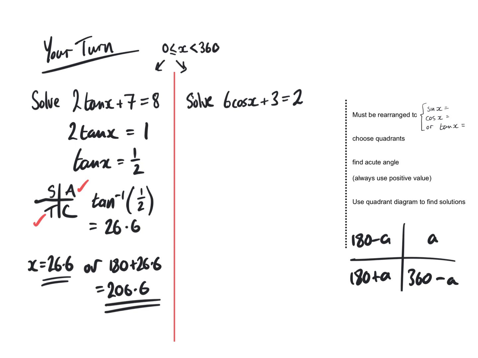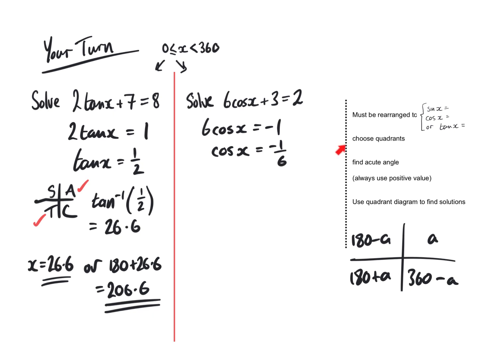The next one is 6 cos x plus 3 equals 2. So again, we want to first of all rearrange it to sin x, cos x, or tan x. Obviously this is cos x, so it's this middle one here. I'm going to take away 3 from both sides first. So 6 cos x equals negative 1. And we're going to divide both sides by 6 next to give us negative 1 over 6.